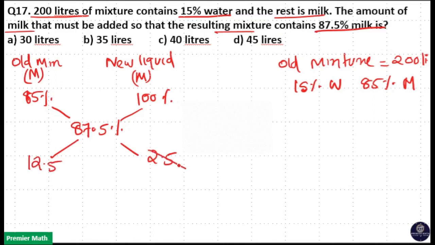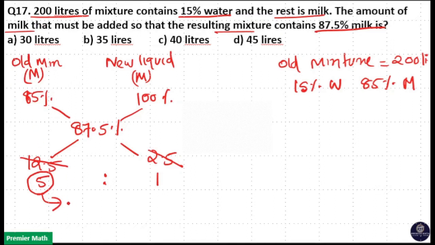When you cancel, 2.5 goes 5 times in 12.5. So 5:1 is the ratio. Here you have to be careful, because you don't need to add these 5 plus 1 parts. Whenever you add a new liquid to the mixture of solution, don't add these parts together, because these 5 parts are the old mixture itself.